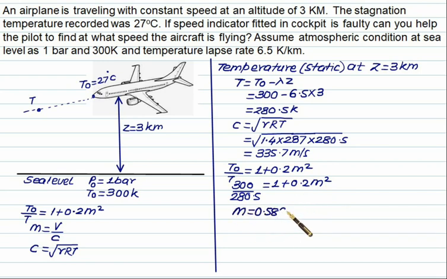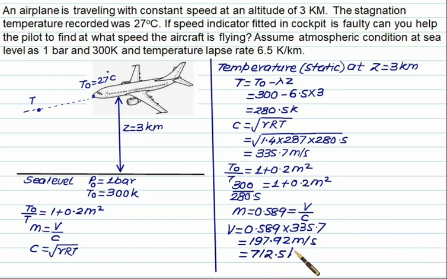Now once we know the Mach number, we can very well calculate the velocity of the aeroplane, which is V by C. So we have V equal to 0.589 multiplied by the velocity of sound, which is 335.7, equals 197.92 meter per second. Multiply by 3.6, we will get kilometer per hour, which is 712.5 kilometer per hour. So you can very well help the pilot find the speed using simple equations. That is, one equation is the stagnation temperature, second is the Mach number, and one is the velocity of sound equation.